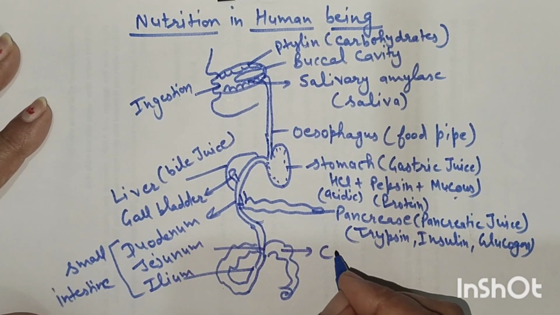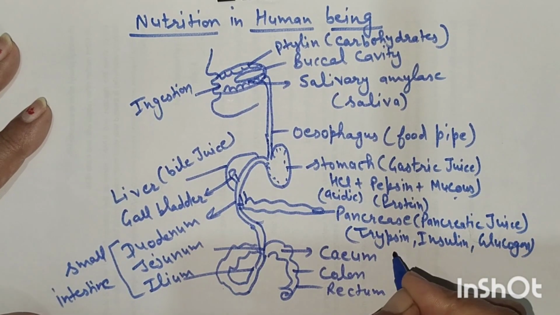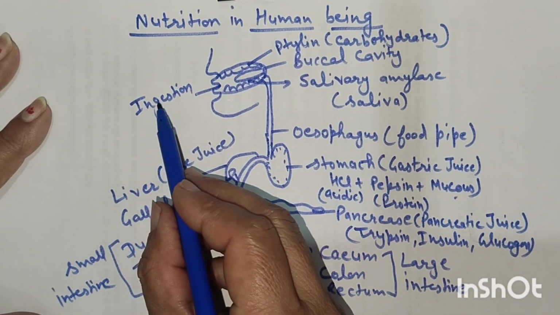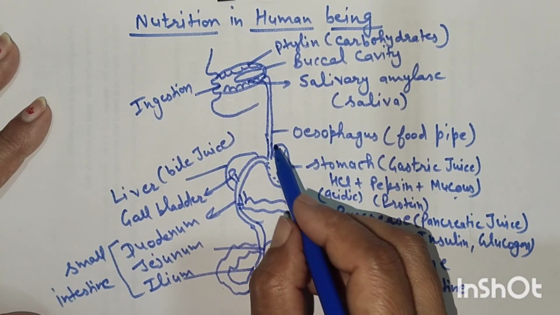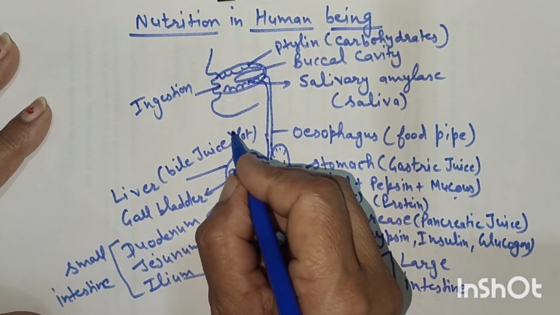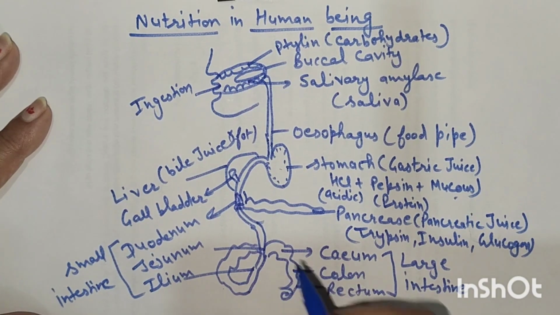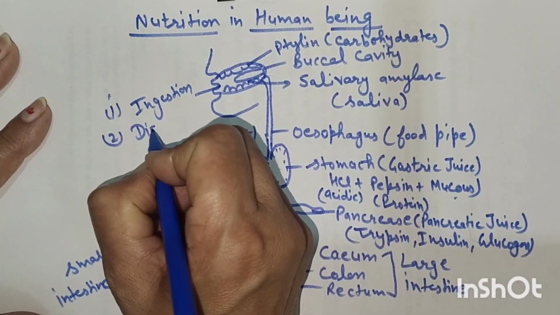And the cecum, colon, rectum. All these are parts of the large intestine. Now after completing the first step, ingestion, food enters into the stomach and protein digestion starts, and bile juice digests the fat, and here 99% of the food is digested and enters into the small intestine. First step ingestion, second is digestion.